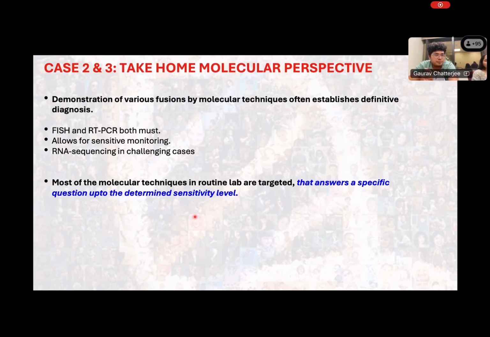So when I say PCR was negative, I should not say that it is negative for APML. It just means that the transcripts that I have checked in my PCR are negative. When I say FISH is negative, it means that FISH is negative for PML-RARA at its sensitivity level. It can be less than that. Let's say if 1% disease is there, FISH is not going to pick it up. So whenever you are doing a molecular test, you must know what is the specific question that you are asking and what is the sensitivity level you are looking at. Only then can you make an informed answer to it.